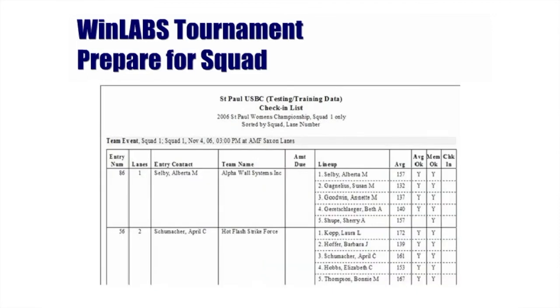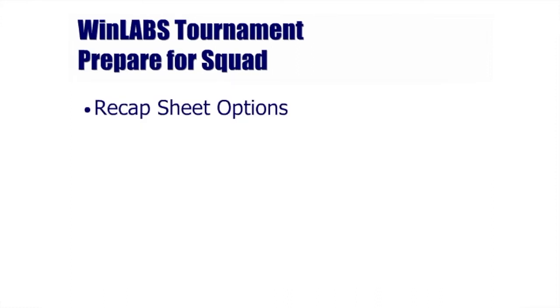Here you see a sample of the team check-in report. The teams are in lane order. Bowlers are listed by team. If a team owes money, it'll show up in the amount due column. Averages are listed as well as indications as to whether the average was verified or not. Membership verifications are also listed.